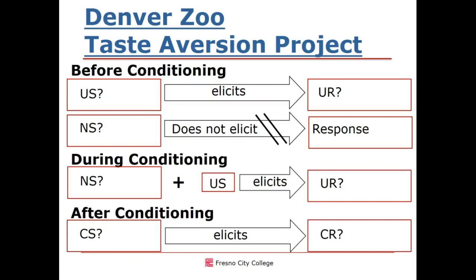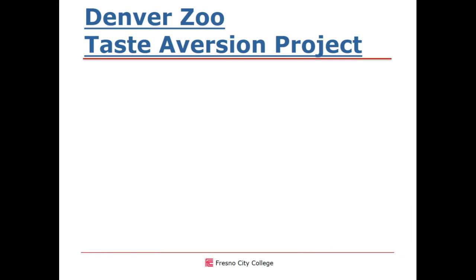Pause the video to fill in the US, UR, NS, CS, and CR. Remember that the NS and the CS are the same stimulus, before and after conditioning, respectively. The point of the project was to condition the lions to stay away from the cattle by producing a conditioned taste aversion.